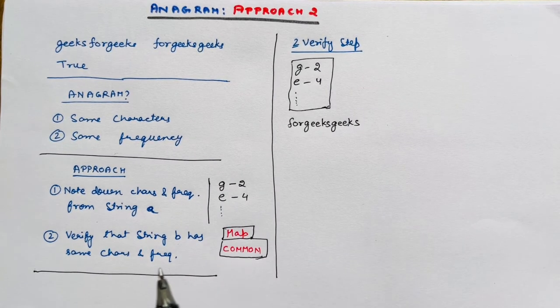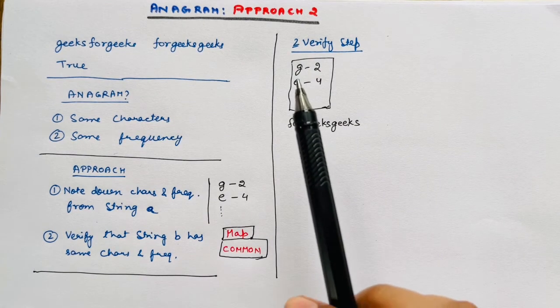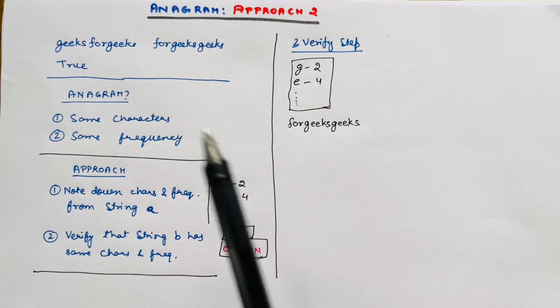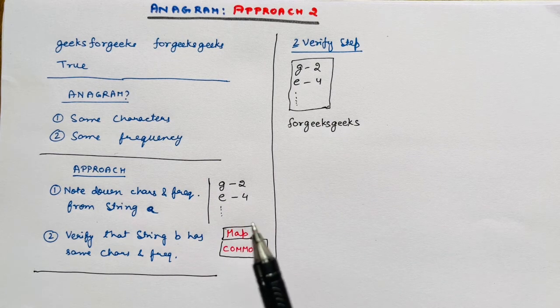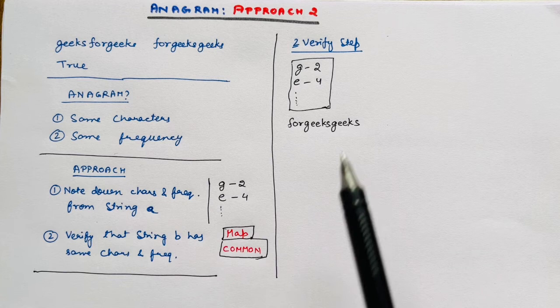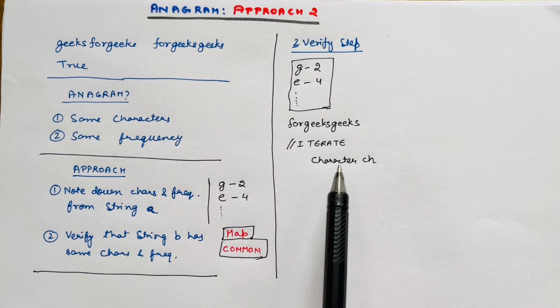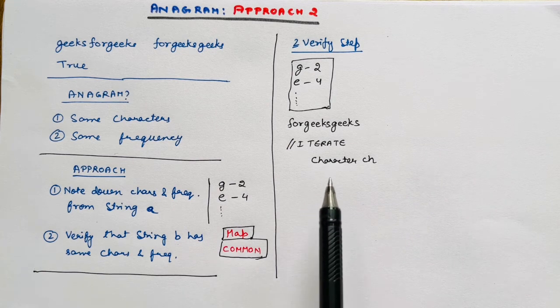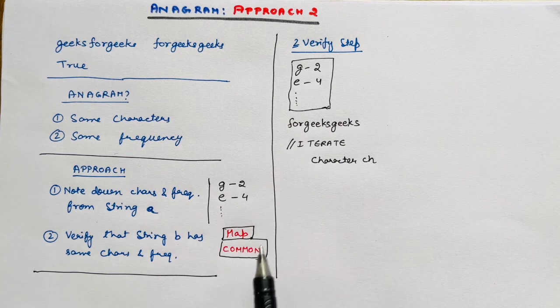used in multiple problems. Now let us focus on the second part of our approach, where we have to verify that the second string also contains the same characters and same frequencies as the first string. So here is our second string. So what will we do? We will definitely have to iterate over this string. Now, in every iteration, what will we have? We'll have a current character. Now, this current character can either be present in the map or it may not be present in the map.